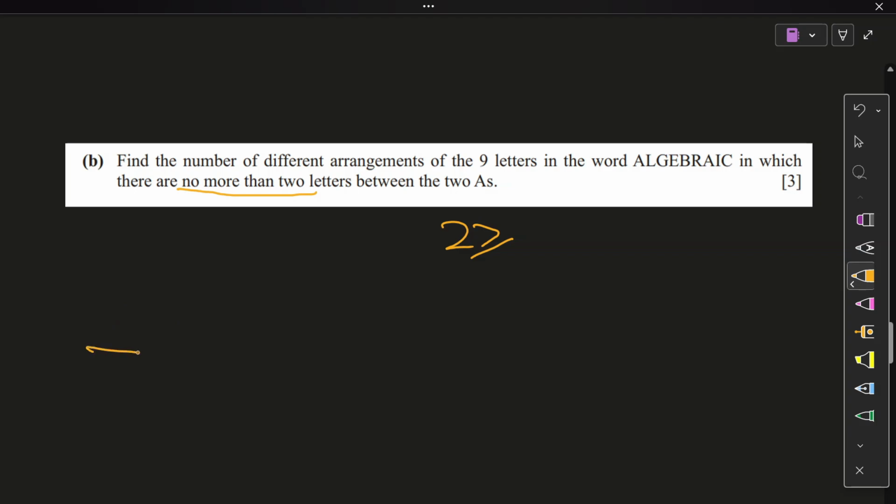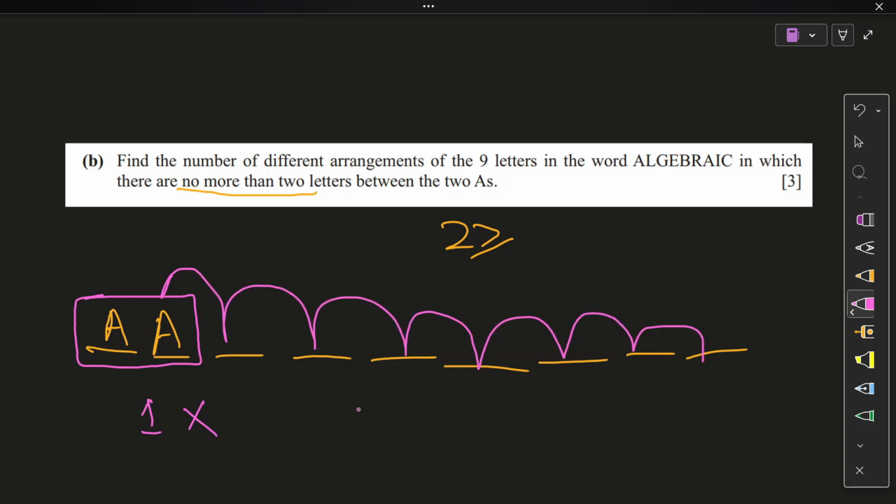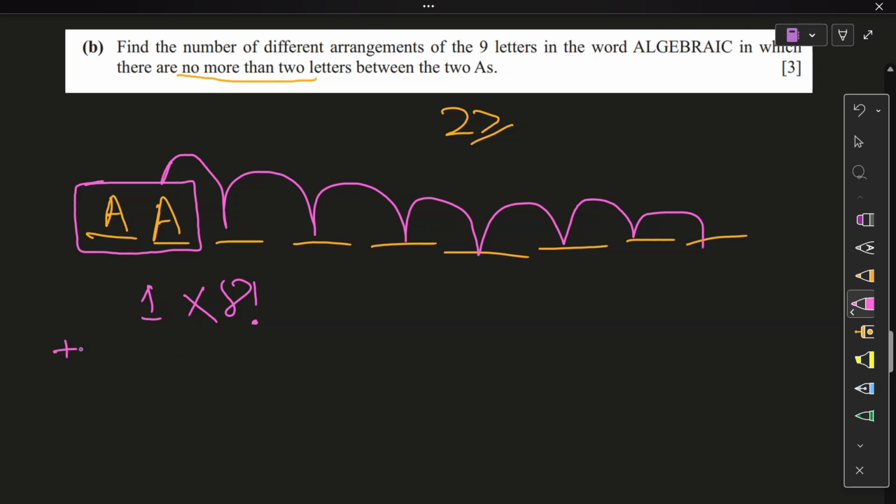Okay, so 1, 2, 3, 4, 5, 6, 7, 8, 9. First we're going for the zero letters between the two A's case. That would simply be putting them together, box them up, and inside the box is going to be 1, outside the box is going to be 1, 2, 3, 4, 5, 6, 7, 8, and that is going to be 8 factorial. That's your first case.